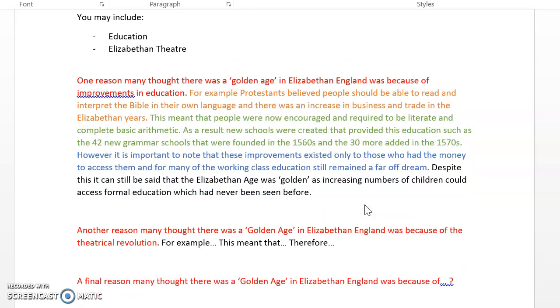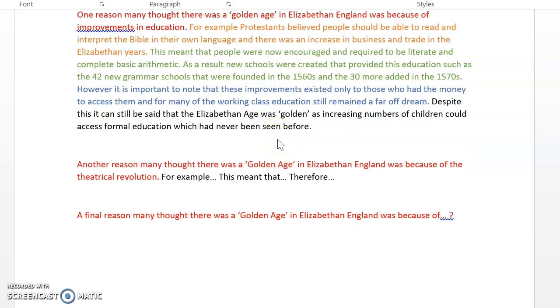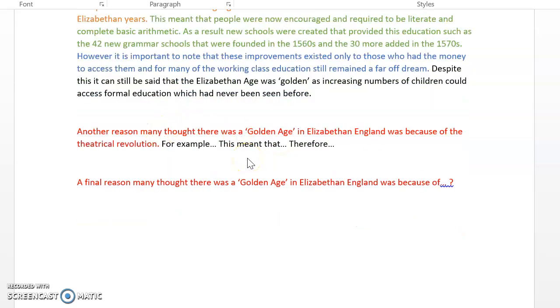If we look at theatre, which is the other stimulus, I've given you the first sentence. Another reason many thought that there was a golden age in Elizabethan England was because of the Theatrical Revolution. What can we put in this? What do we know about theatre in the Elizabethan age? What improvements, what revolution happened with the theatre?